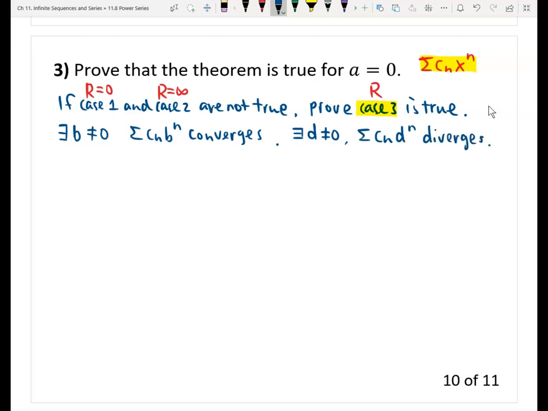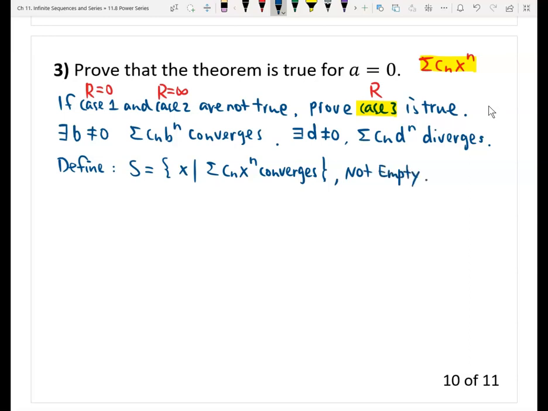Now let's define the domain we need. We define S as all the convergence points, which means the set of x such that the series Σ c_n x^n converges. Okay, so this makes sense, right? S is what we need. We need to prove S is a kind of neighborhood of 0. So first, S is not empty. That's true, right? Because 0 and b belong to S, therefore S is not empty.